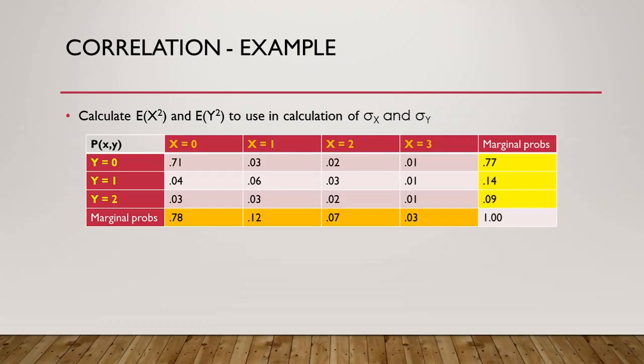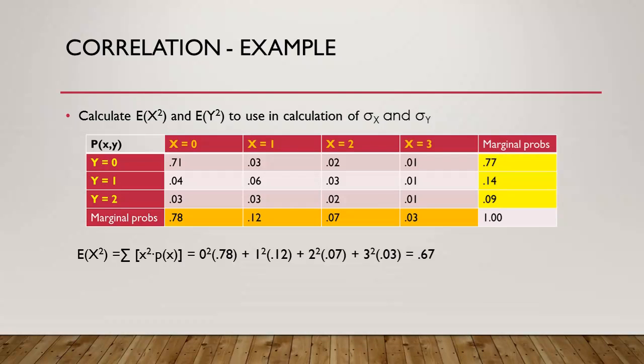So we want the expected value of x squared and the expected value of y squared so that we can calculate the standard deviation of x and the standard deviation of y. So here would be the expected value of the x squared. So we just squared each of the x's, multiplied by their probabilities, and we get 67%. And the expected value of y squared would be 0.50.